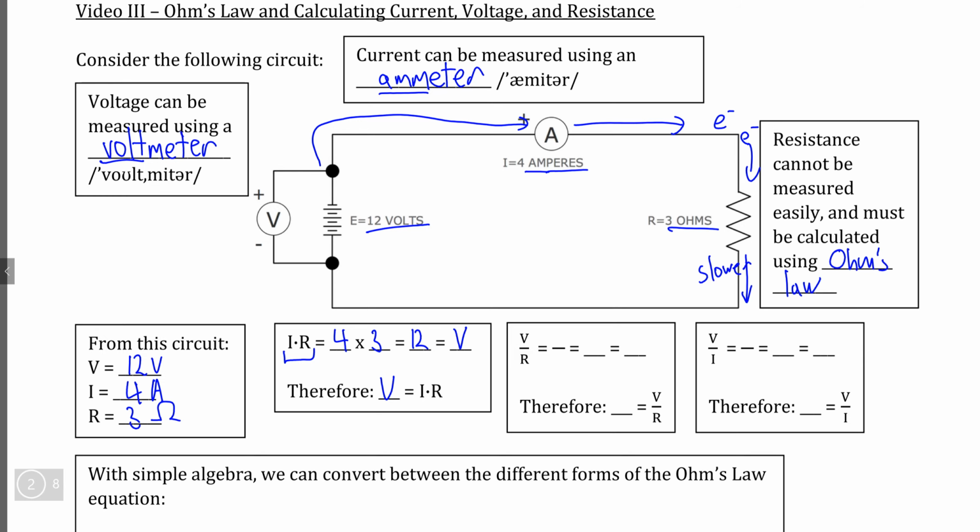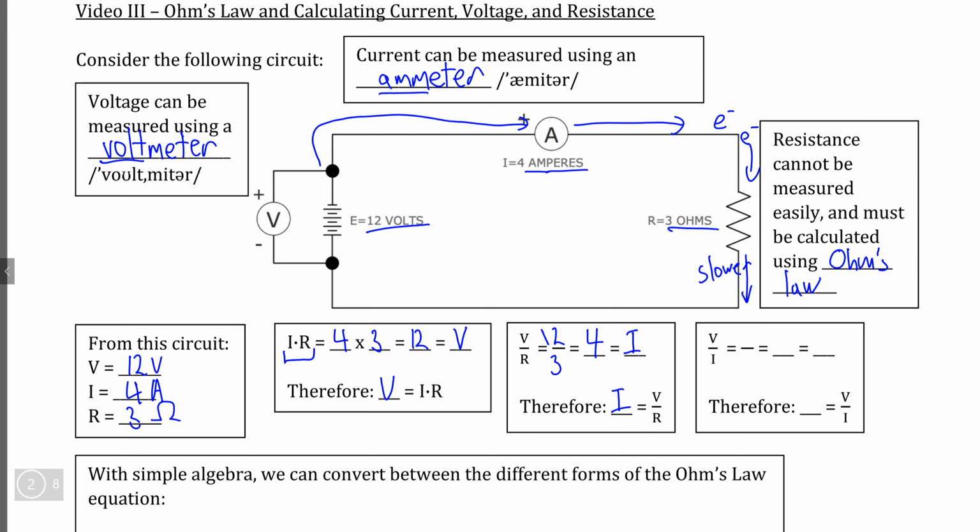Now, let's say we want to find the relationship between voltage and resistance, and we can express them as a fraction like this. So if we take our voltage of 12 volts and divide by our resistance of 3 ohms, 12 divided by 3 is 4, and we see that this is equal to our current. So therefore, current is equal to the voltage of the power supply divided by the resistance that the electrons experience within that circuit.